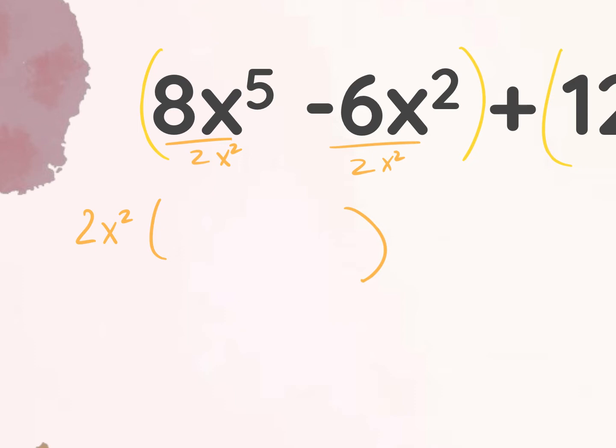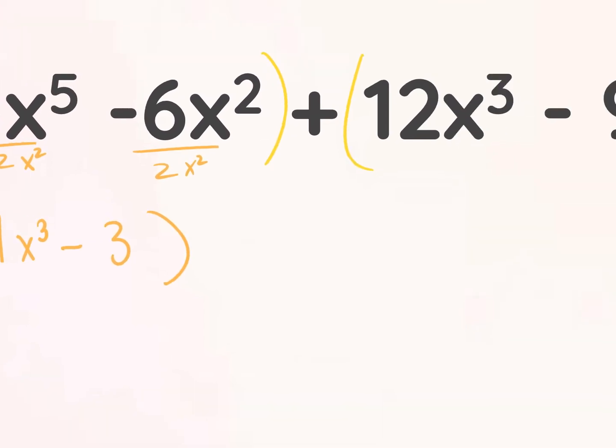Now when we take out a 2x squared, 8 divided by 2 would be 4. And if I have 5 x's and take 2 away, how many am I left with? 3. So 4x cubed. And then minus 6 divided by 2 would be 3. And if I have 2 x's and take 2 away, do I have any more x's left? Nope. So that's the first group.